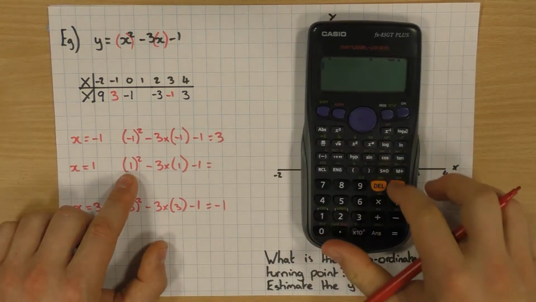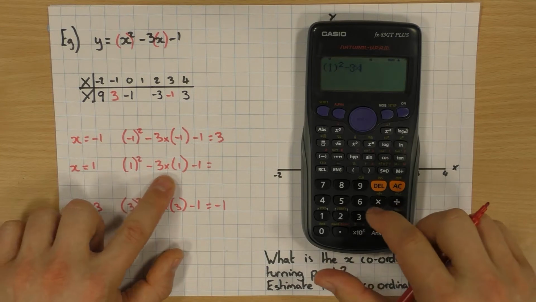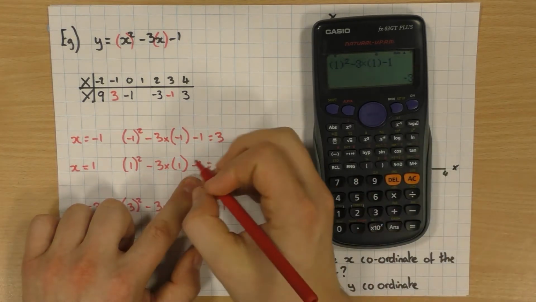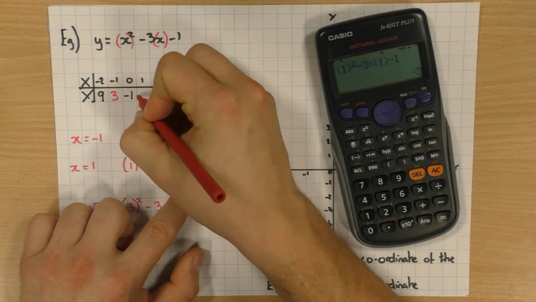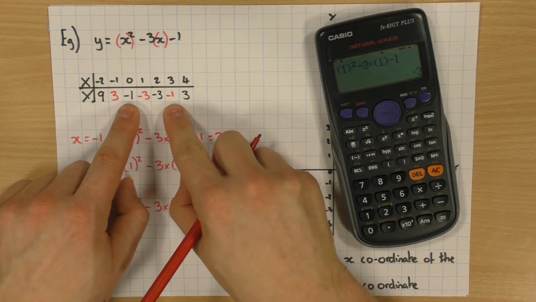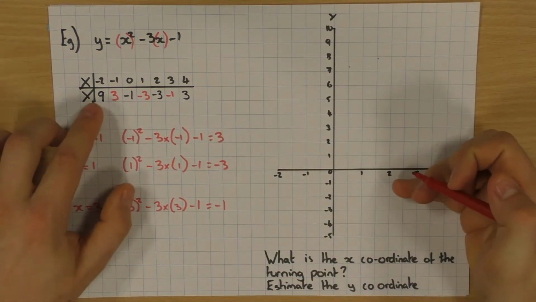So let's have a look. In brackets, 1 squared minus 3 times in brackets 1, and then take away 1. Again, you use a calculator or do it by hand. And yep, as we suspected, it is going to be minus 3 because it's going to be a curve. So 3, 3, minus 1, minus 1, minus 3, minus 3. Okay, so let's plot this now.